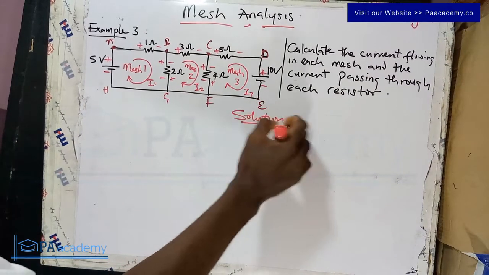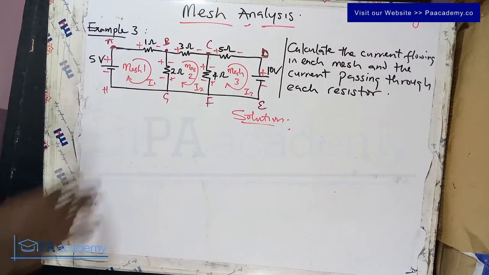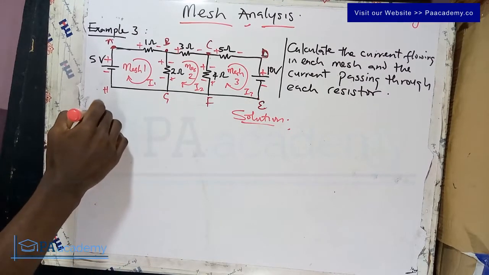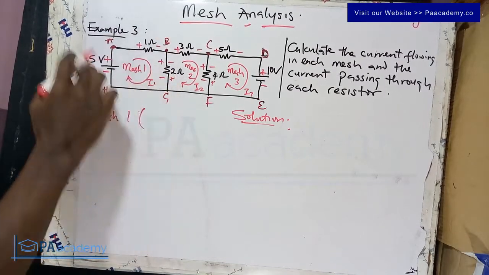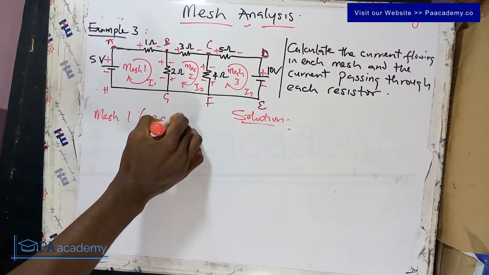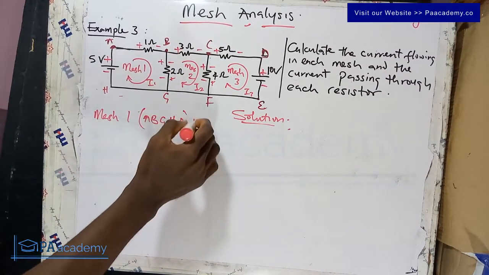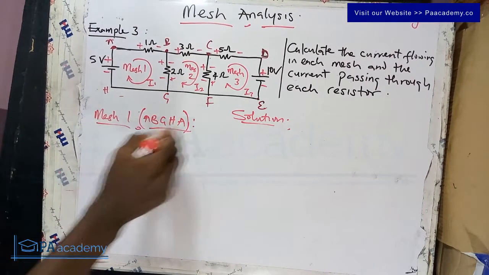And remember that we are going to be using mesh analysis to calculate all of these things. It's very important: mesh analysis, that's what we are using. So we are going to be applying Kirchhoff's Voltage Law to each of these meshes. Let's start with mesh 1. Let me write it for mesh 1. The path for mesh 1 is A, B, G, H, and then back to A, like this. Now let's apply KVL to mesh 1.